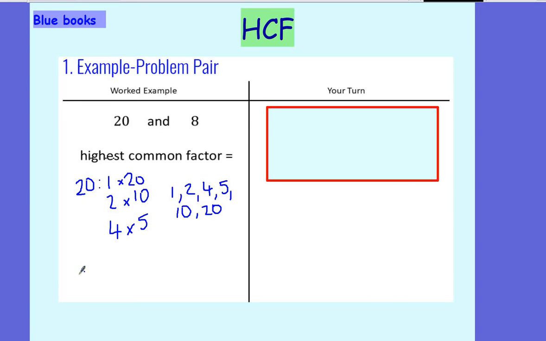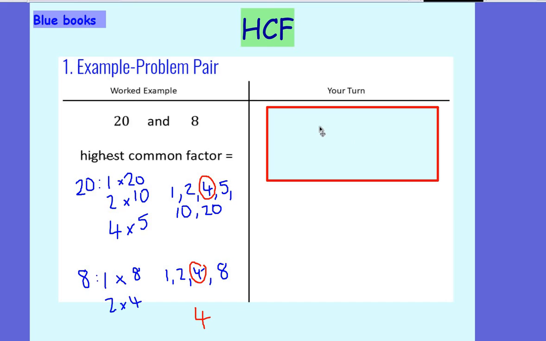We need to do the same for 8. We found out 8 was 1 times 8 or 2 times 4. So the factors of 8 are 1, 2, 4 and 8. So what's my highest common factor of both of those? Lilia, what's my highest common factor? What number appears in both of these and is the highest number? 4. My highest common factor of 8 and 20 is in fact 4.